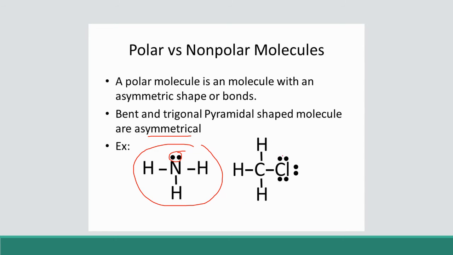This example here has different, so these 3 polar bonds are going to be the same, but this one is going to be different. So this end of the molecule is going to be slightly negative, and this end of the molecule is going to be slightly positive. So it's got a permanent dipole. It is not symmetrical because it's only got one polar bond that is different to the other polar bonds.